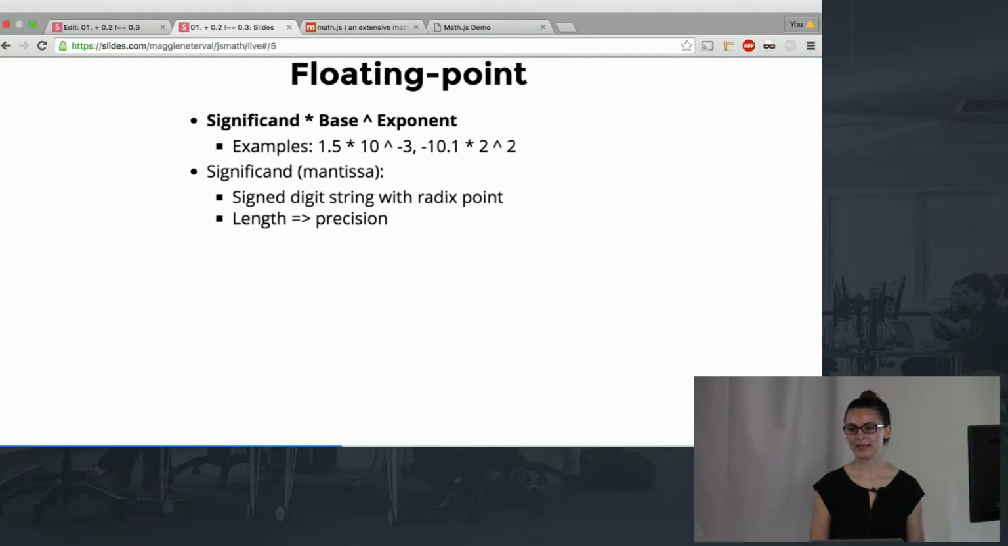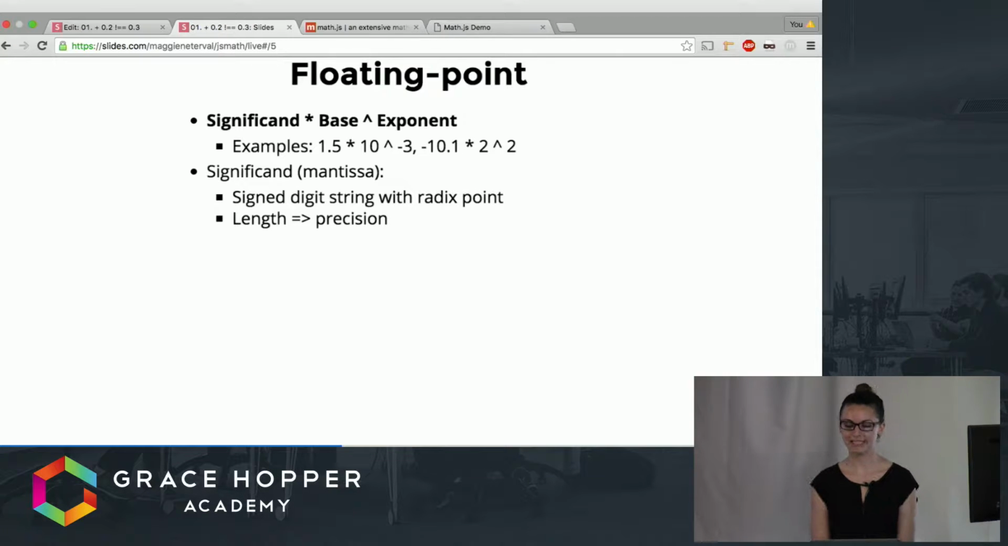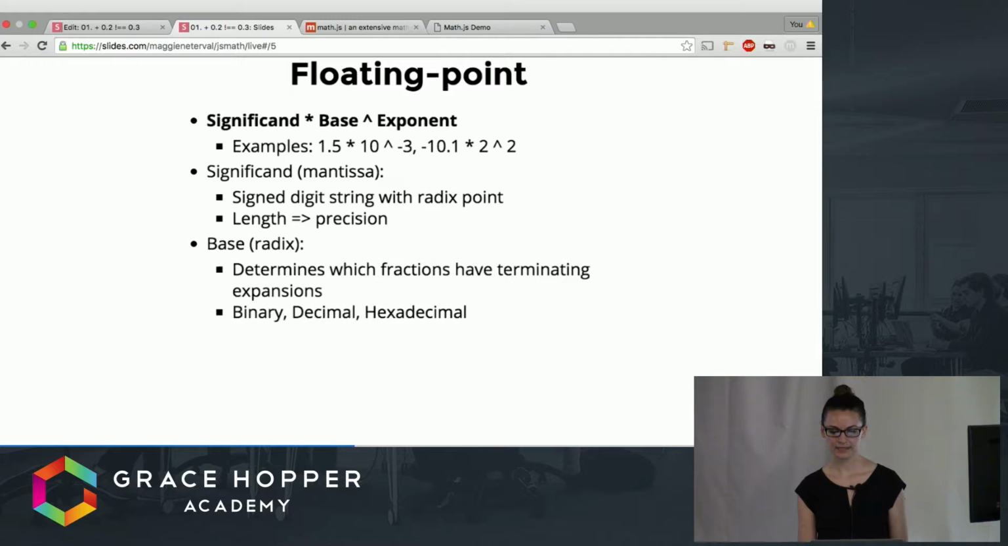So a floating point is a system of storing numbers, and it will look familiar if you've ever worked with scientific notation. It's very similar. It consists of the significand times the base raised to the exponent. A few examples are listed there. The significand is also called the mantissa. It can be either positive or negative. It has a radix point, and its length determines how precisely the number is stored. So if you have more digits, you can store a more precise representation of the number.